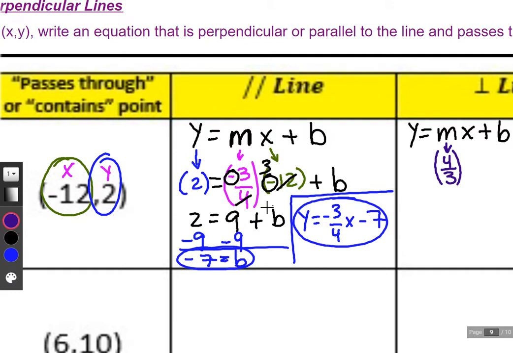We also have to change the sign, so negative to positive. We're going to recycle the x and y values. And so the y value is still going to be 2, just like it was before.